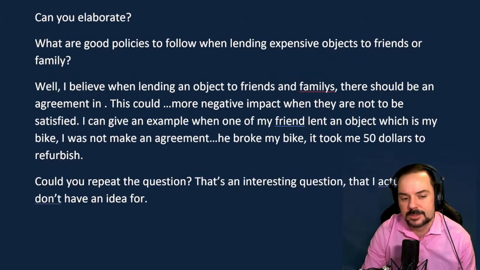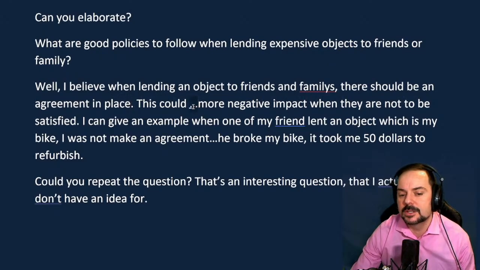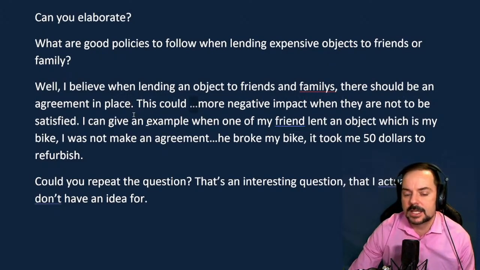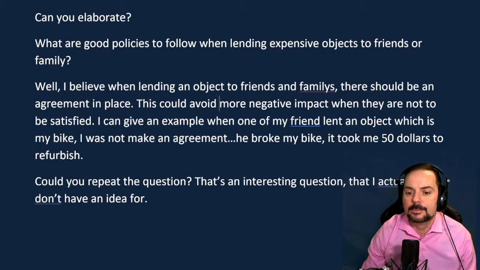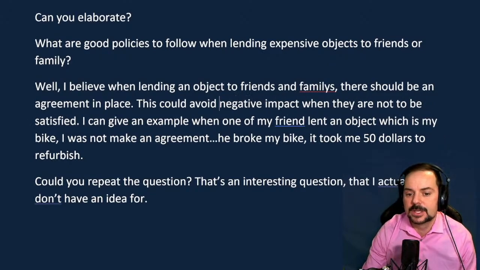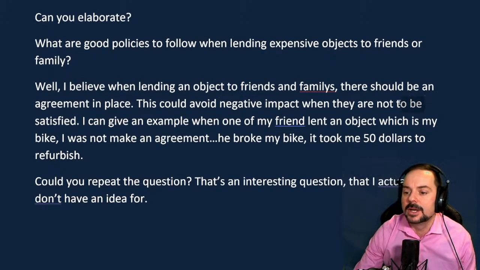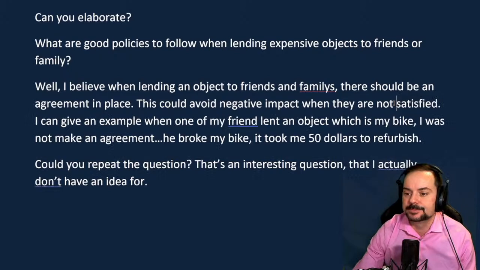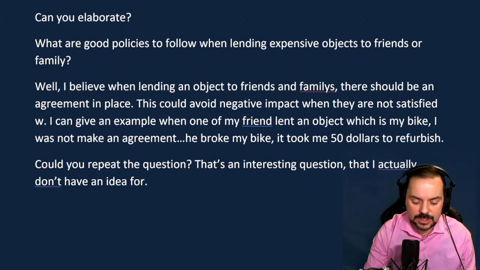there should be an agreement in place. Not for it. For it is a bit strange. In place. And then I couldn't catch what you said in the middle here, but I believe you said something along the lines of this could avoid negative impact. Let's say that. So this could avoid negative impact when they are not satisfied with what? With the exchange, right? Satisfied with the situation. So we want to finish this.